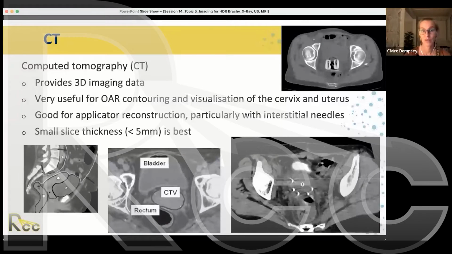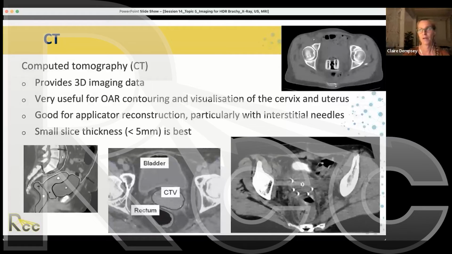CT is really good for applicator reconstruction compared to the MRI. So in the MRI image, the applicator is just presented like a black space in the patient, whereas in the CT, you can see the applicators in this image up in the top right, you can clearly see your applicator in that image, and also the inside of the applicator as well. So you can actually see your source path through the patient, which is really helpful.